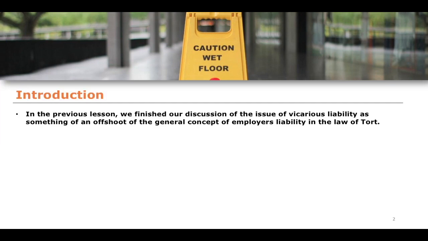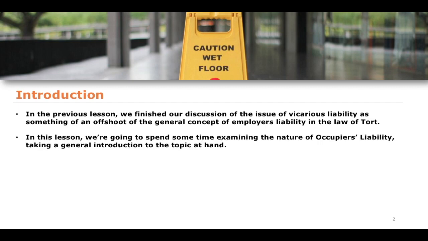The previous lesson finished our discussion on the subject and the issue of vicarious liability. We noted that vicarious liability is something of a general offshoot to the concept of employer's liability in the law of tort, but of course referred mainly to the ways in which an employer may be liable for the tortious activity of their employees towards some kind of third party. Occupiers' liability is the next major tort we're going to be spending our time examining.